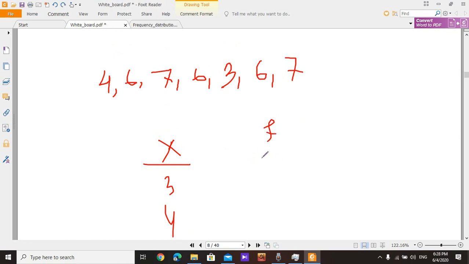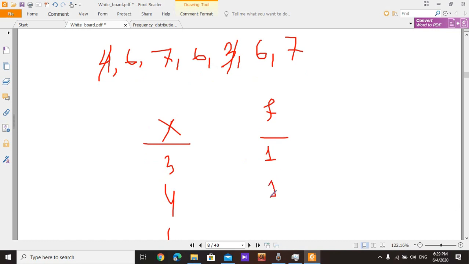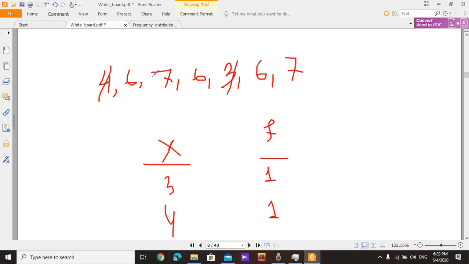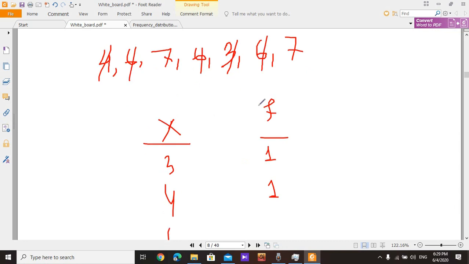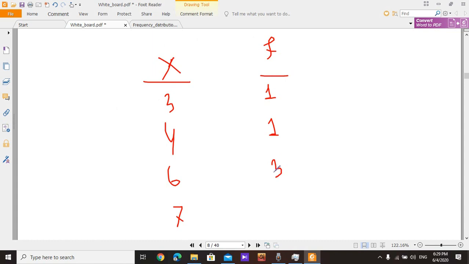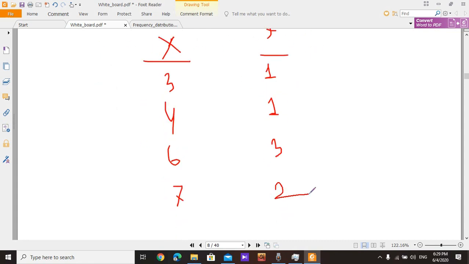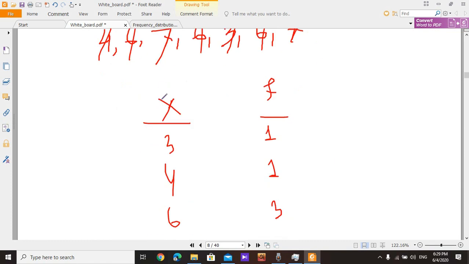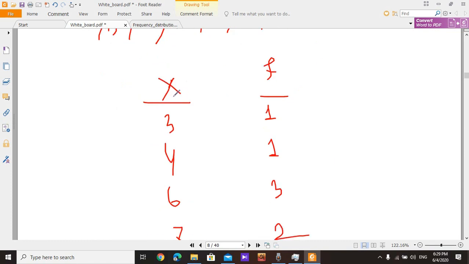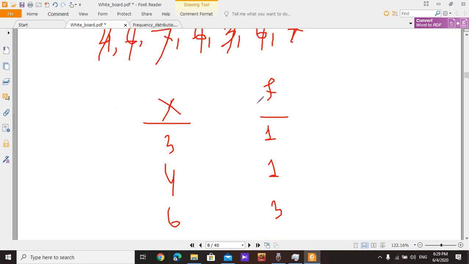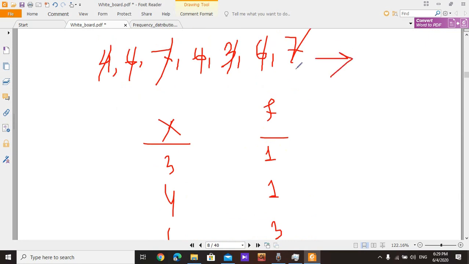In this data we can see that 3 occurs only one time, so the frequency of 3 is 1, and 4 also occurs only one time, so the frequency of 4 is also 1. We can see that 6 occurs 3 times, so the frequency of 6 is 3, and finally 7 occurs 2 times, so the frequency of 7 is 2. This is a frequency table, and we can see that x takes discrete values 3, 4, 6, 7, so this is a discrete frequency distribution. Sometimes we call it an ungrouped frequency distribution.